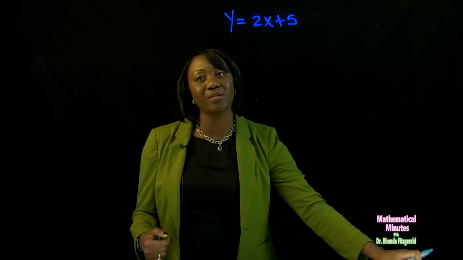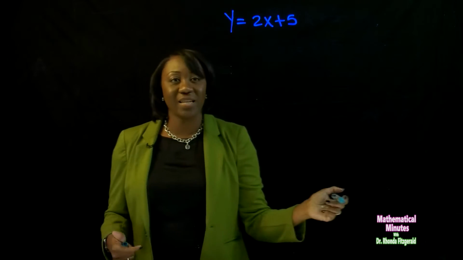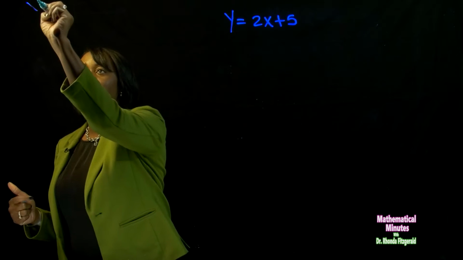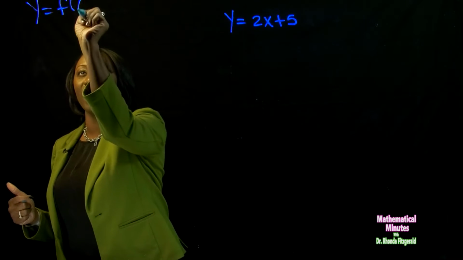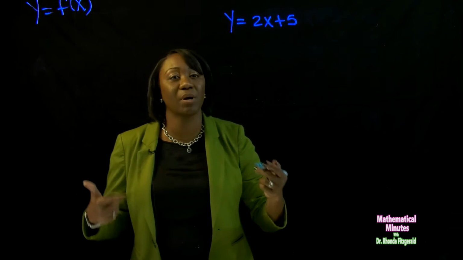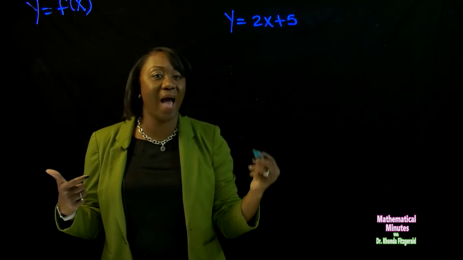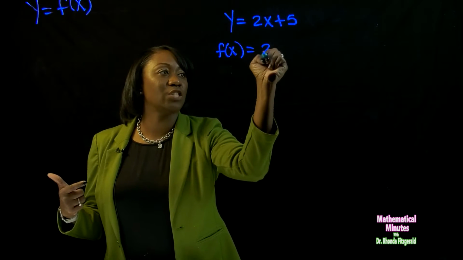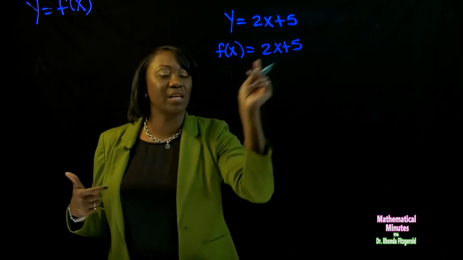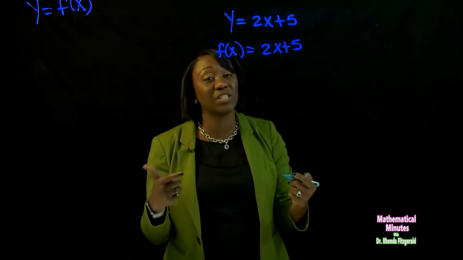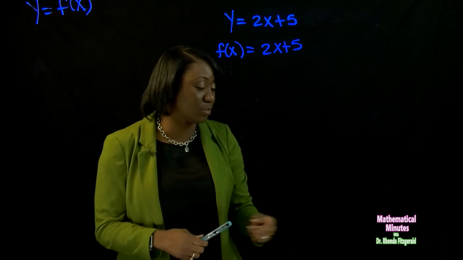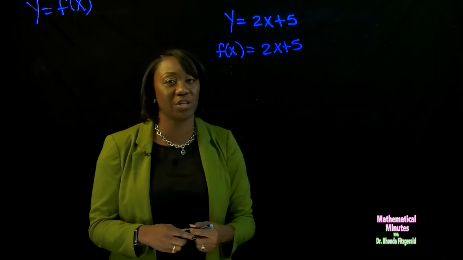And we learned some time ago that we can replace y with f of x. That y is the same thing as f of x. So we can replace that. So I'm going to write my function now as f of x equals 2x plus 5. So we've named our function, our equation, f of x is equal to 2x plus 5. Now this is function notation.